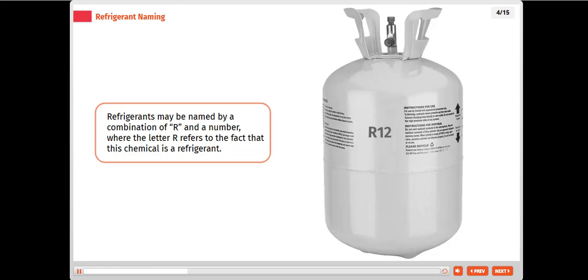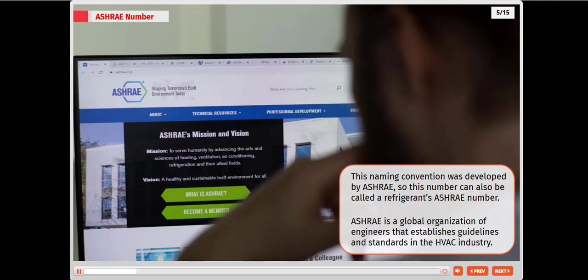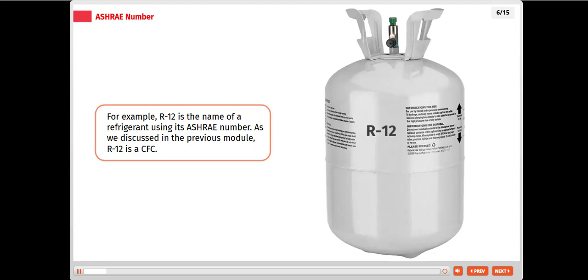Refrigerants may be named by a combination of R and a number, where the letter R refers to the fact that this chemical is a refrigerant. This naming convention was developed by ASHRAE, so this number can also be called a refrigerant's ASHRAE number. ASHRAE is a global organization of engineers that establishes guidelines and standards in the HVAC industry. For example, R12 is the name of a refrigerant using its ASHRAE number. As we discussed in the previous module, R12 is a CFC.